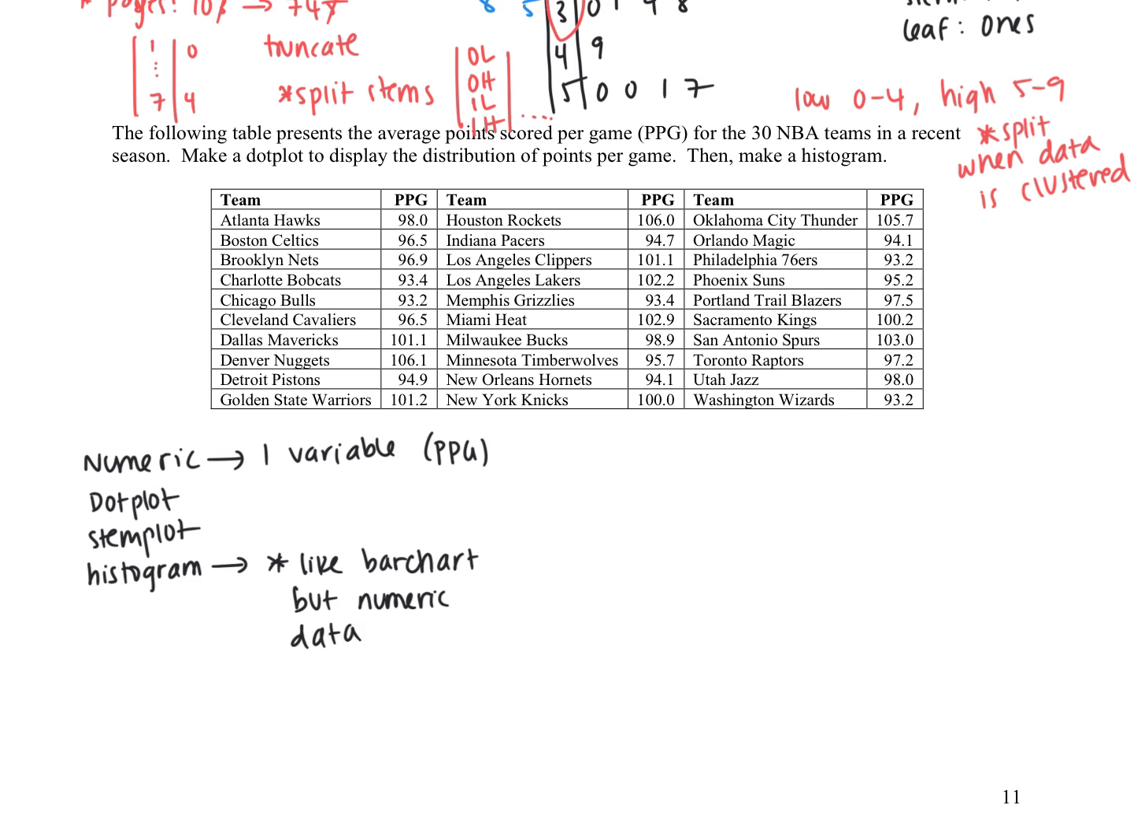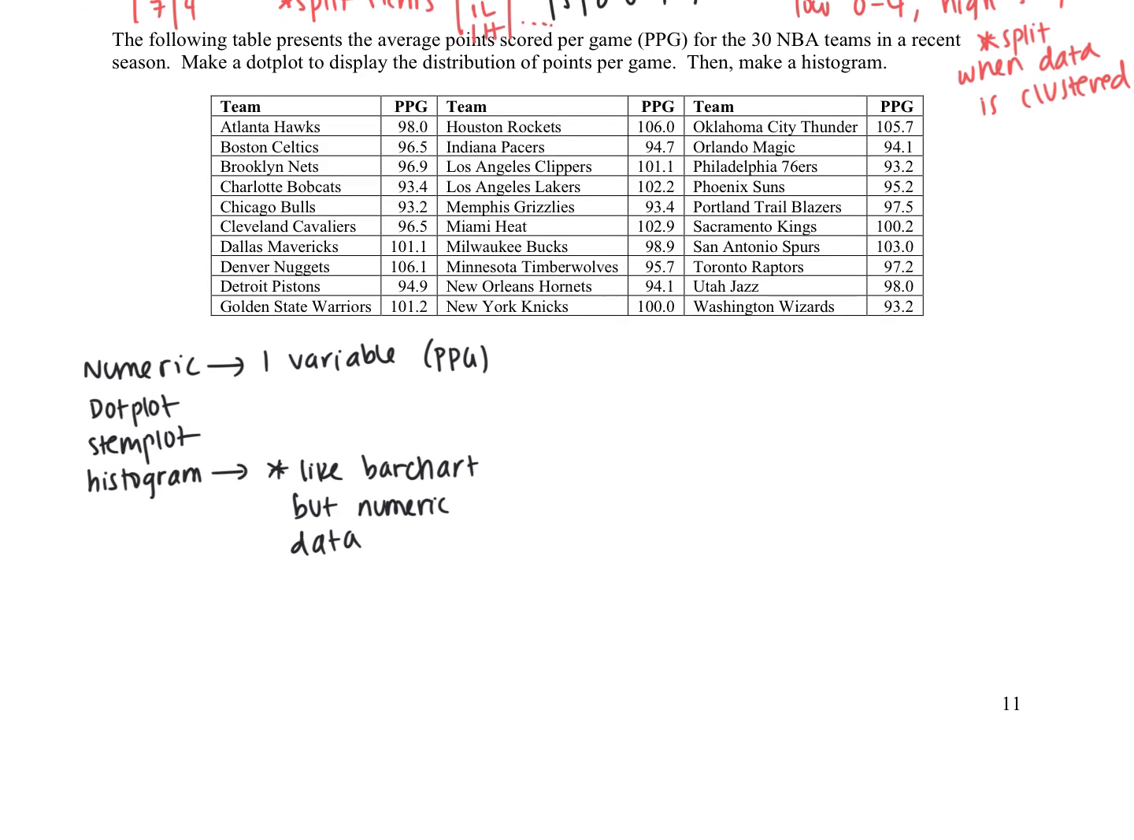So we're going to have to take these points scored per game and we're going to have to put them into what we call intervals. So we need the points scored per game, and then we need the frequency. It looks like the lowest points scored per game is 93.2, and the highest is 106.